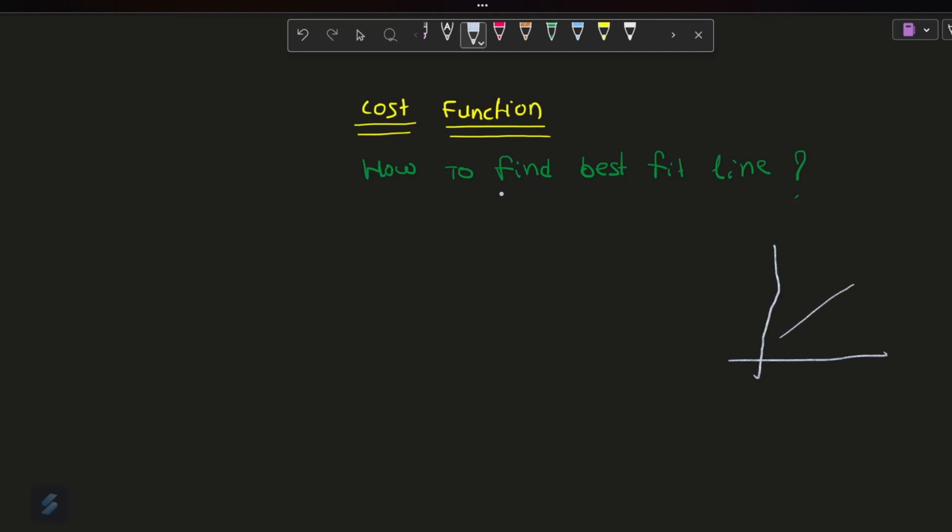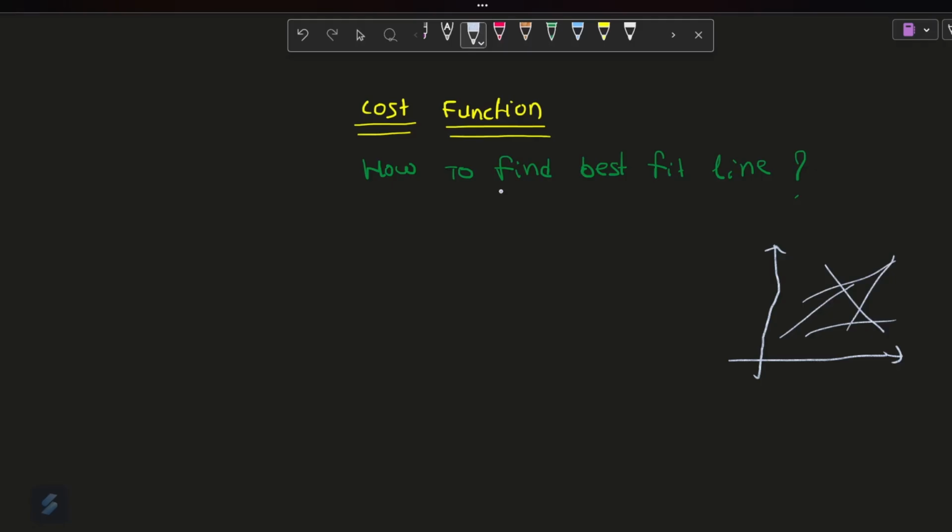In that particular plot, we have points, and we can't just draw a best fit line hypothetically. We can't draw something like that. So we want to specify how to draw the best fit line. For that, we understand the cost function and how we change it.